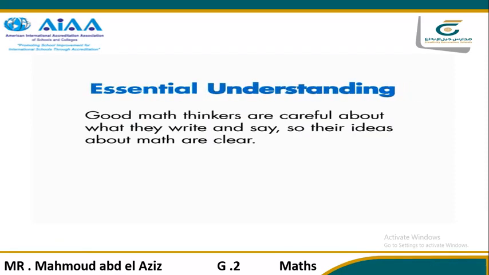The essential understanding for this lesson is good math thinkers are careful about what they write and say, so their ideas about math are clear. Previously, students chose appropriate measurement tools and measured the lengths of objects using customary and metric units. In this lesson, students consider how measurements are made and explain whether or not the work results in precise measurements.